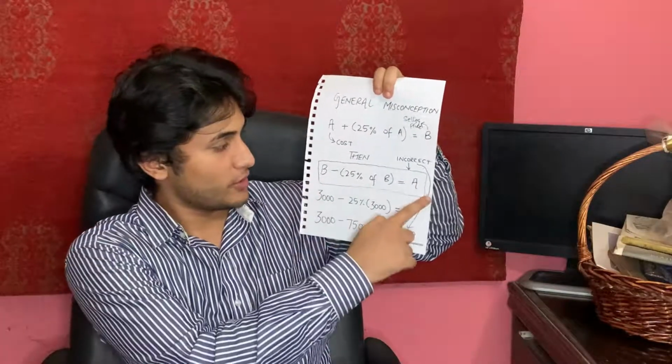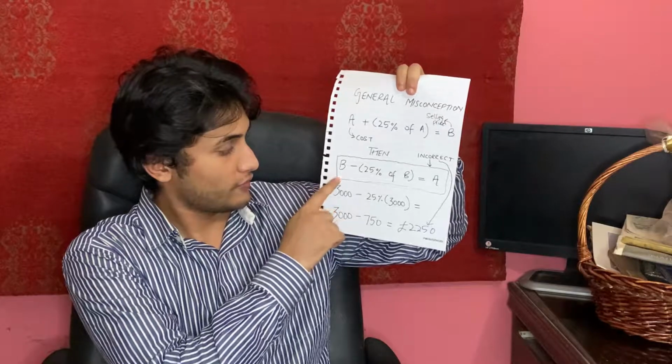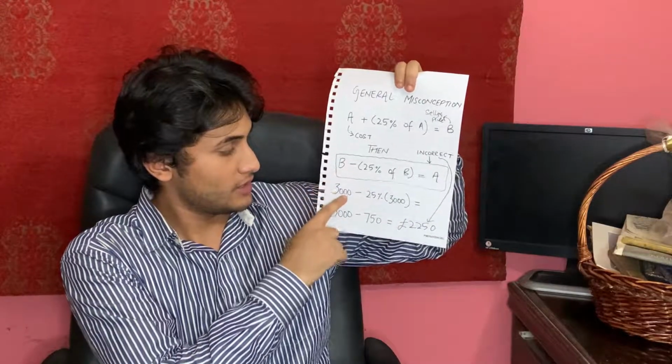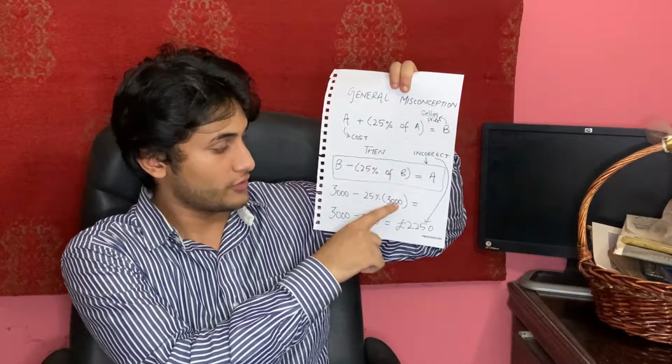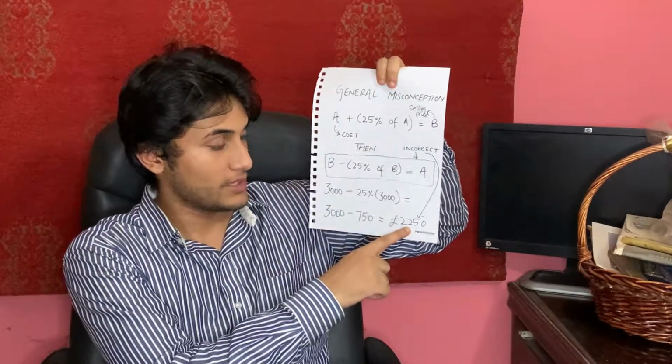So students have taken this equation, plugged in the selling price, 3,000, instead of B, and then minus 25% of B, which is 3,000, which leads to them getting 2250 as their answer. And I'll explain why this is incorrect using the bar method.